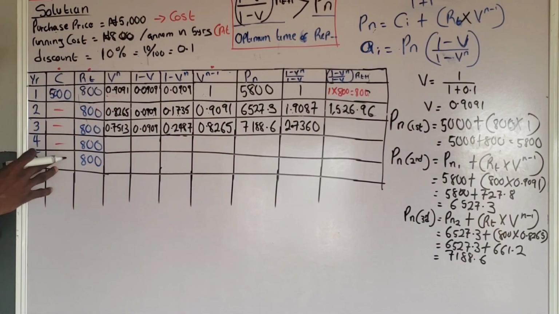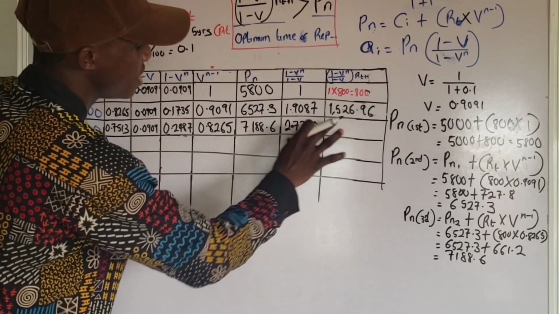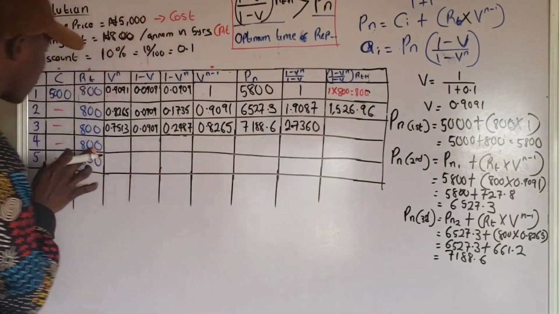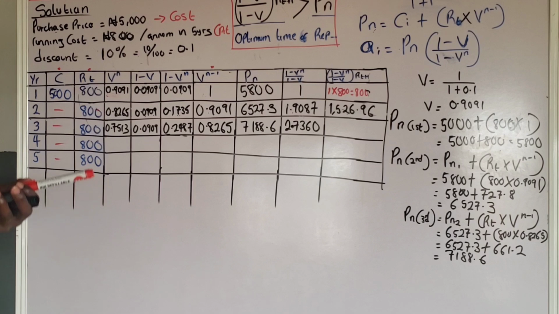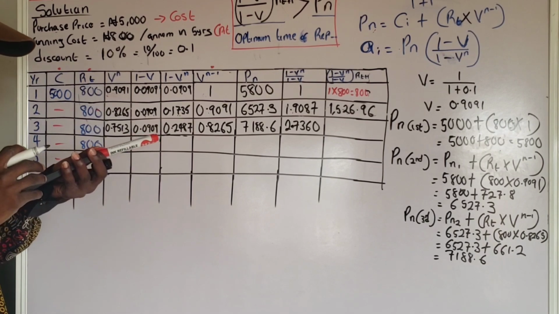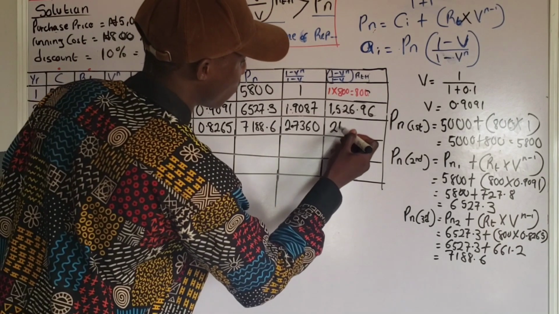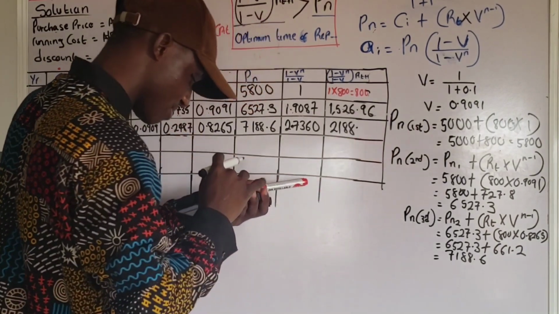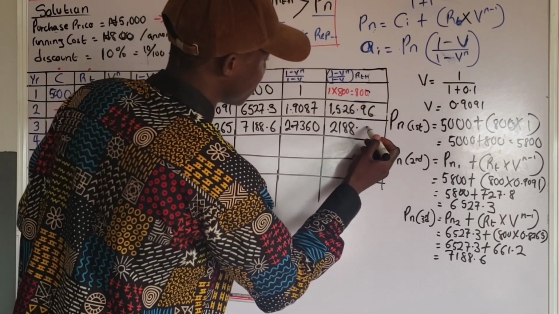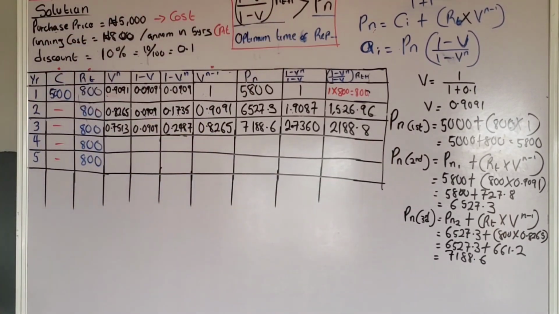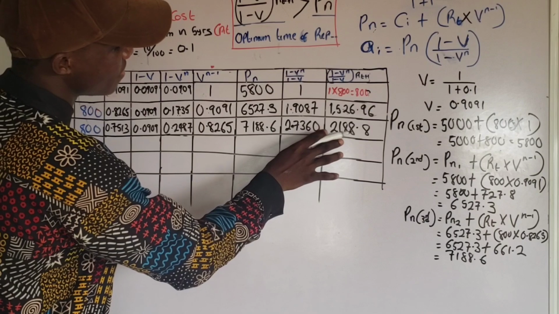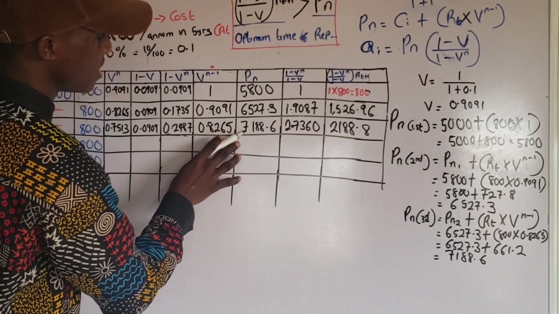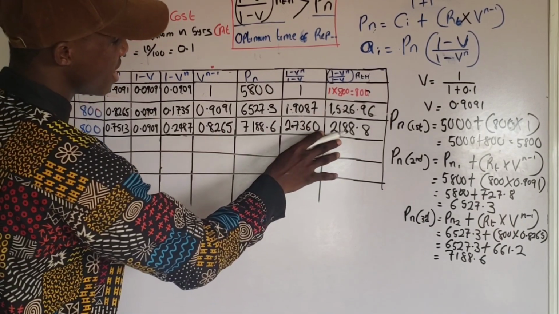The maintenance cost of the fourth year is 800. So, the value here will be 2.7360 multiplied by 800. Do you understand? Okay, that will be 2,188.8. So you can see that we have not gotten there. You understand? We have not gotten there. You can see that the value here is still less than the value here.